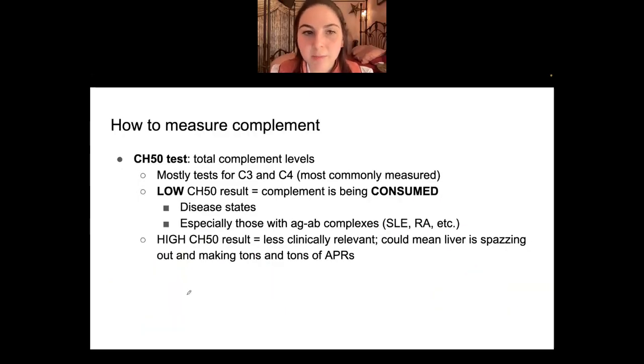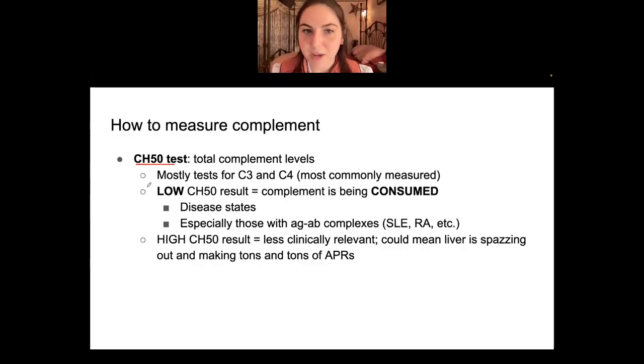So how do you measure complement? It's known as a CH50 test, and it basically tests for C3 and C4. But I think that's just how the test was designed, that it mostly tests for C3 and C4. So again, if you have a low CH50 result, that means complement is being consumed.